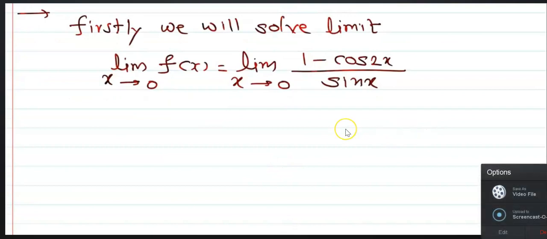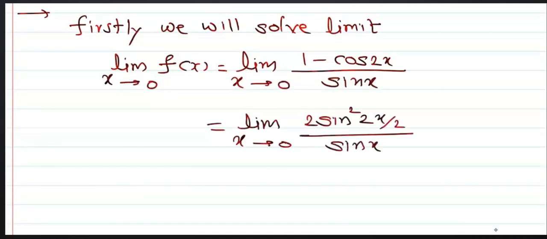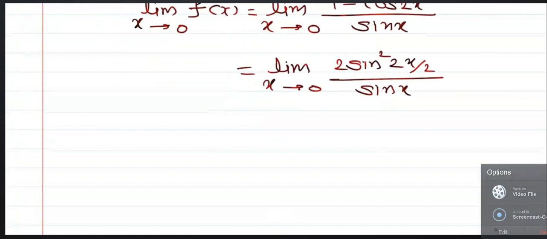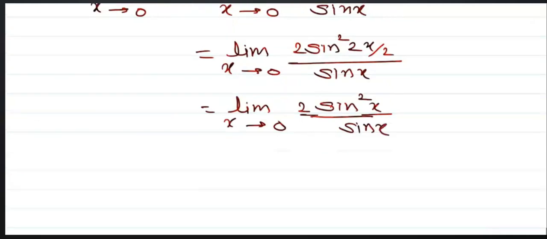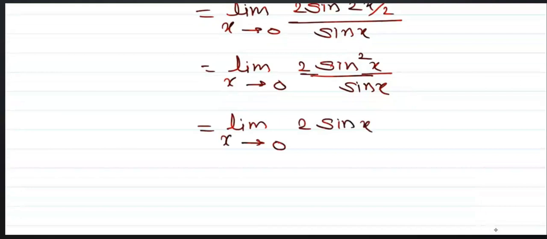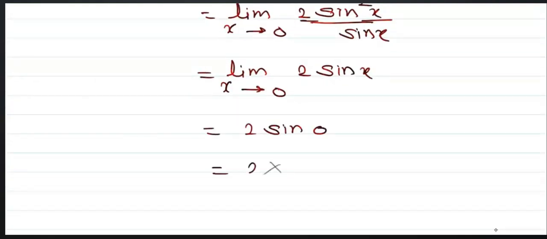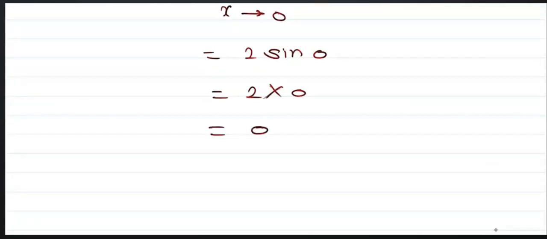Now, what is 1 minus cos 2x? That is a direct formula, that is 2 sin square x. Therefore, you will get limit x tends to 0, 2 sin square x upon sin x. Sin x cancels. Limit x tends to 0, 2 sin x. As x tends to 0, sine of 0 is 0. That is 2 into 0 is 0.